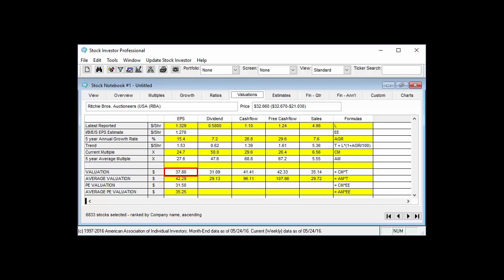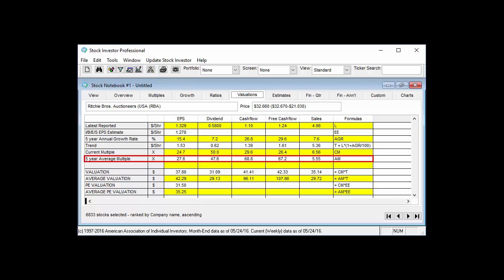The $37.80 earnings or EPS valuation for Ritchie Brothers is determined by multiplying the $1.53 earnings trend figure by the current multiple, price-earnings ratio, of 24.7. Please note that if you are manually calculating these figures, they may differ from what is in Stock Investor due to rounding of underlying figures.